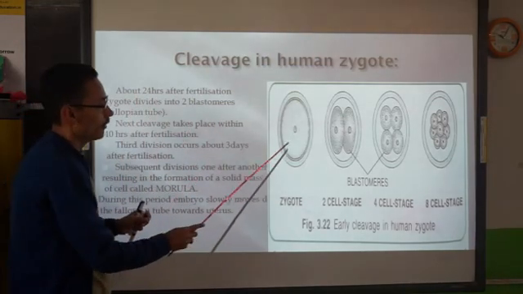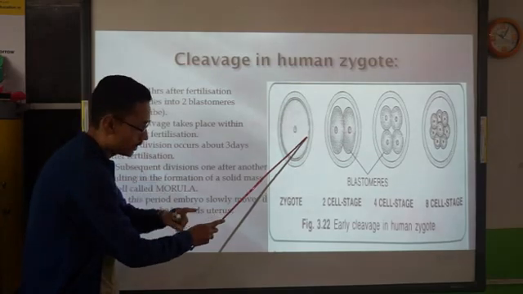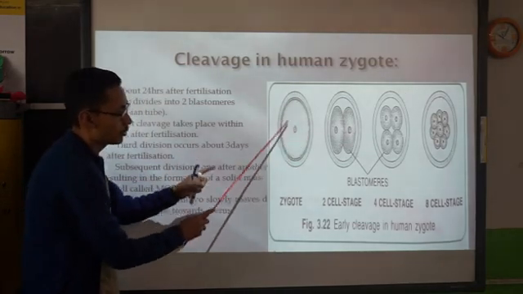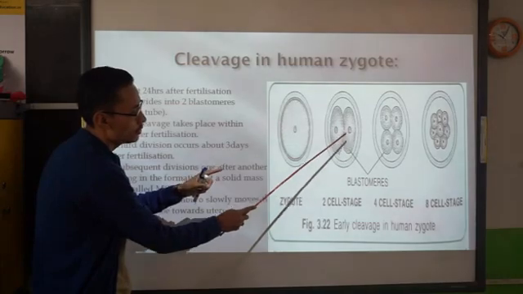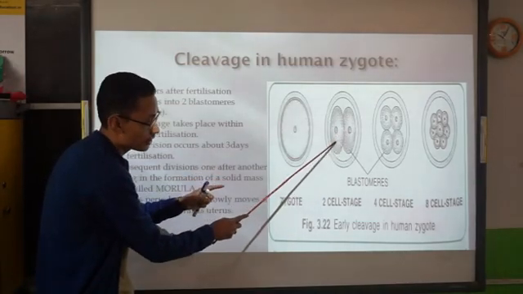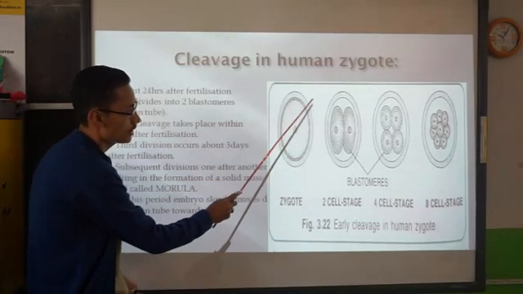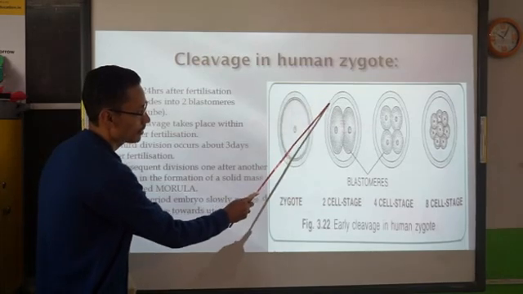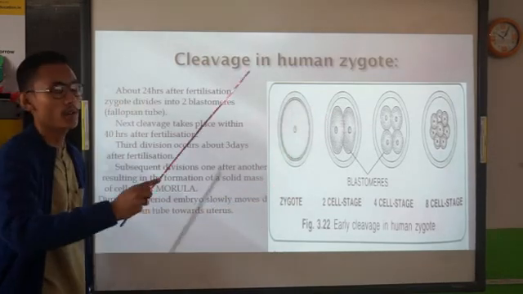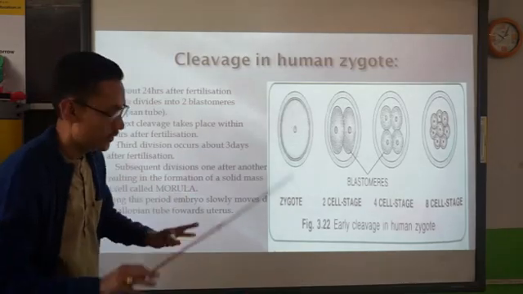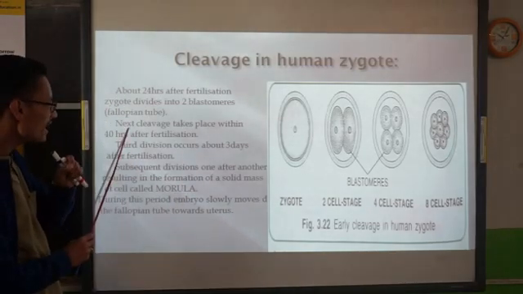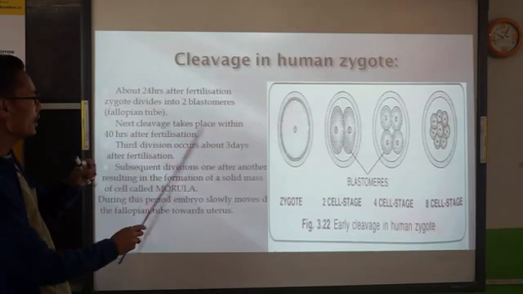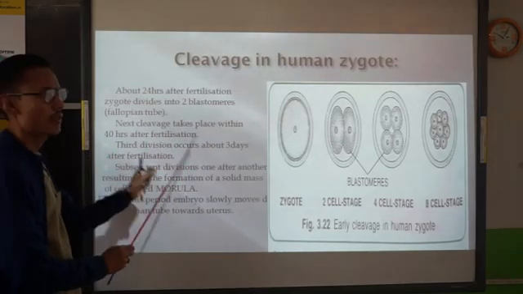That means after 24 hours of fertilization, a single cell zygote will divide into the 2 cell stage. How many blastomeres? 2 blastomeres. So this particular division occurs within or about 24 hours after fertilization. Next one. The next cleavage takes place within 40 hours after fertilization.